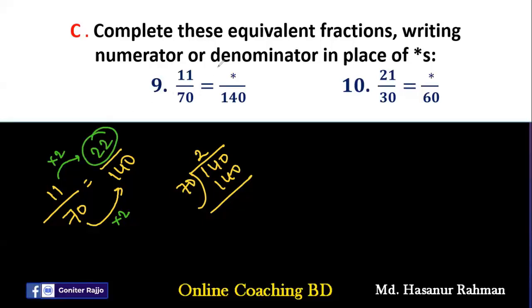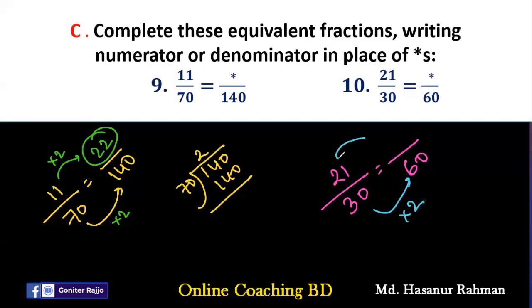And number 10. Number 10 says 21 divided by 30 equals star divided by 60. So if we look at the denominator right now, we are just multiplying this 30 by 2. Then it will be 60. So if we multiply the denominator by 2, that means we have to multiply the numerator by 2 also. 21 times 2 is 42. Then we can easily find out the missing number of this problem. And these questions are very important.